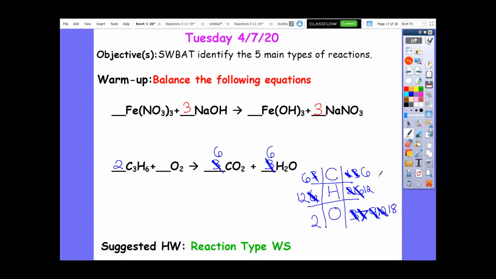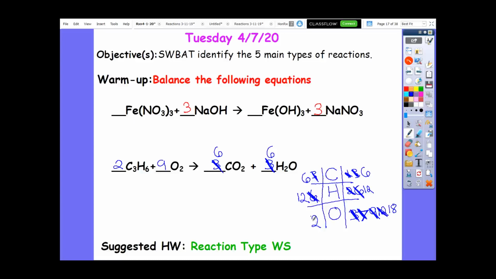So my carbons are balanced on either side, my hydrogens are balanced on either side, my oxygens are not balanced, 2 and 18. But I can finally balance my oxygens because I have an even number on this side. So 2 times some number will give me 18.